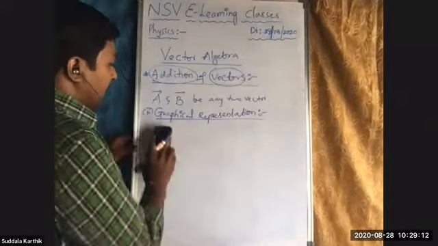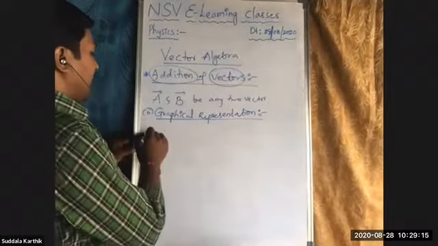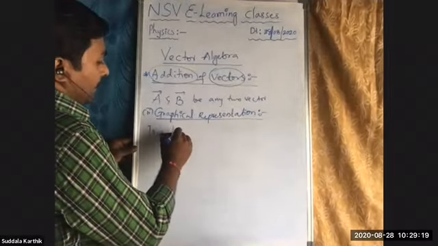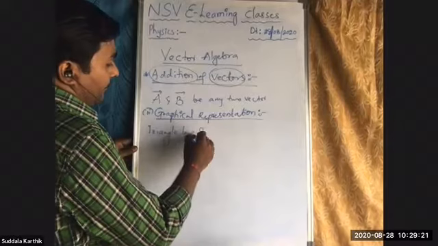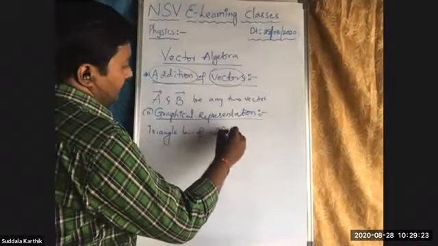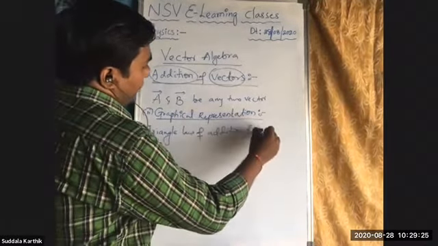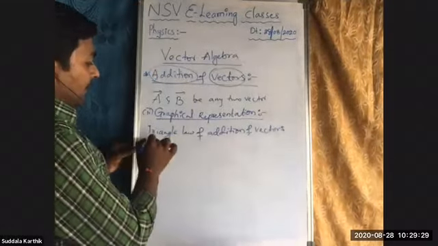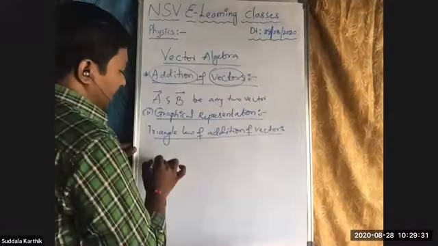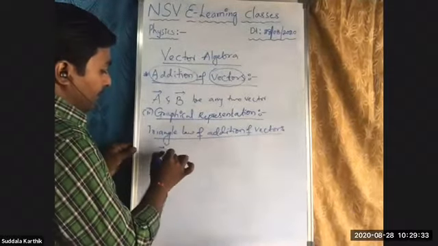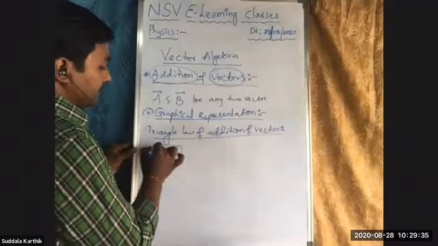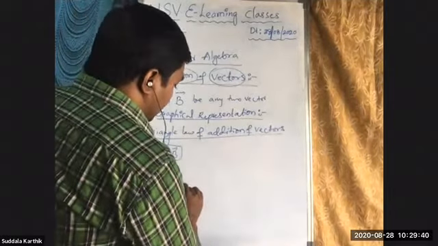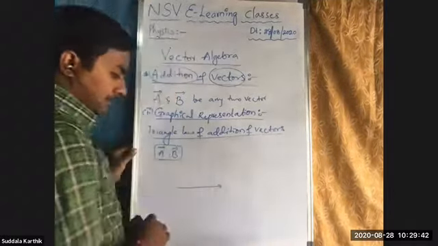First one, I am discussing the triangle law of addition of vectors. The triangle law of addition of vectors: a bar and b bar, two vectors, are given in the question. Then you must take the first vector like this, in graphical representation.